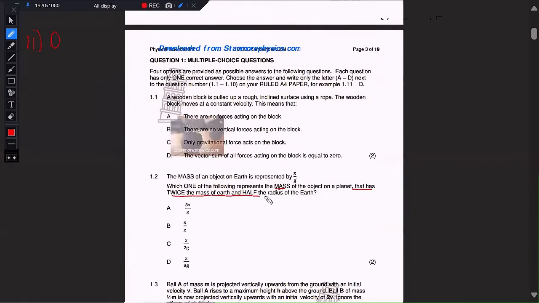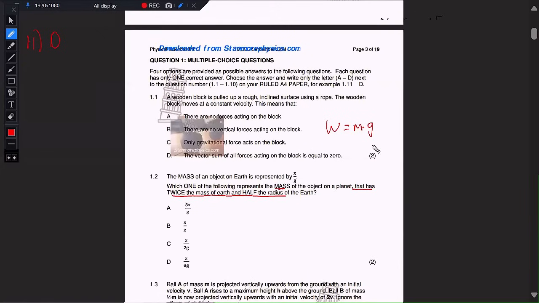Now you must know one fundamental fact: the mass of the object does not change depending on which planet it is in. The only thing that changes is the weight, because the weight is simply a product of the mass and the gravitational acceleration of that particular planet, right? So if something is 80 kg on planet Earth, even if it goes to planet Mars, it is still 80 kg. Then even if it goes to planet Jupiter, it is still 80 kg. The mass does not change because it represents the quantity of matter in that particular object.